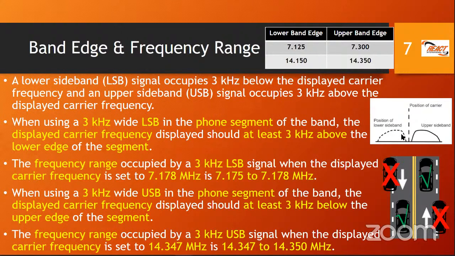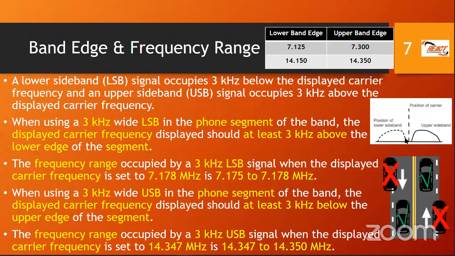For instance, with an SSB signal, we may be occupying 3 kilohertz of bandwidth. If it's 3 kilohertz wide, we need to make sure that we are not crossing the band edge, or the edge of the frequency band that we are using. We need to be deterministic about that as amateur radio operators. So we say that both a lower sideband and an upper sideband signal will occupy, let's say, 3 kilohertz, but the lower sideband will occupy 3 kilohertz below the center frequency or the displayed frequency, while an upper sideband signal will occupy 3 kilohertz above the center frequency.